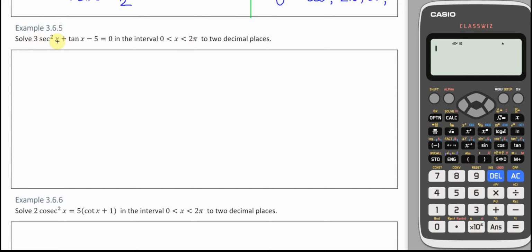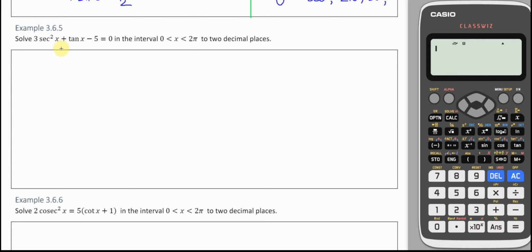Right, in this question, first thing I notice is the interval is in radians. The upper limit is 2 pi. That is a signal that we're in radians. So straight to the calculator, put it into radians mode. Got the R on the screen. Very, very important. You check for that before you do anything else.